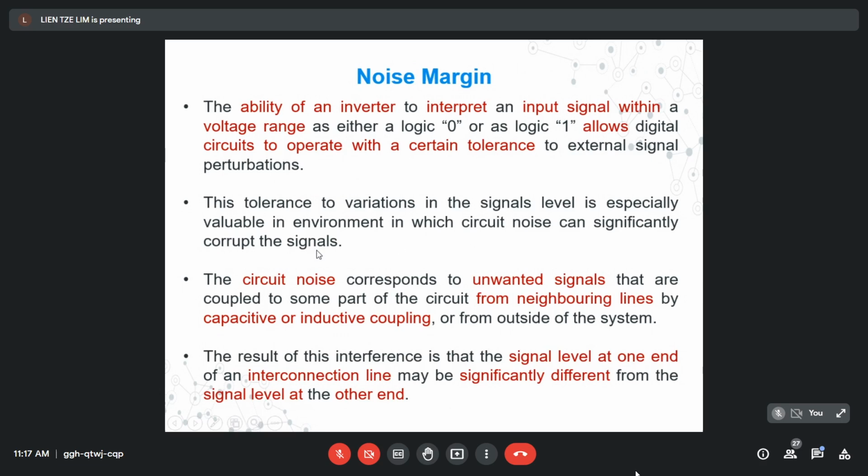This tolerance to variations in the signal level is especially valuable in environments in which circuit noise can significantly corrupt the signals. Circuit noise corresponds to unwanted signals that are coupled to some part of the circuit from neighboring lines by capacitive or inductive coupling, or from outside of the system. The result of this interference is that the signal level at one end of an interconnection line may be significantly different from the signal level at the other end.